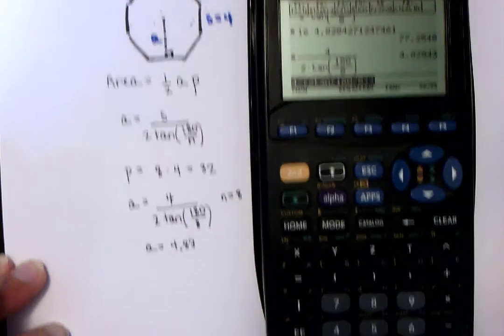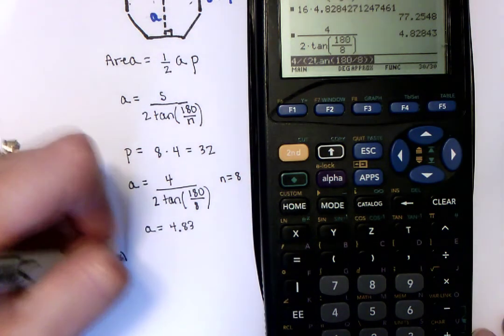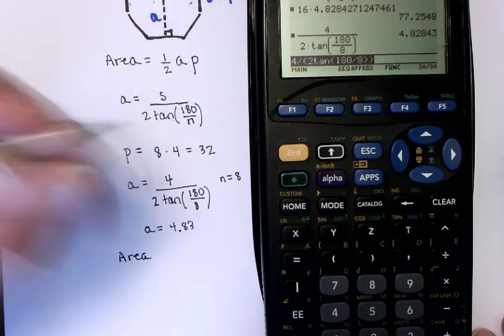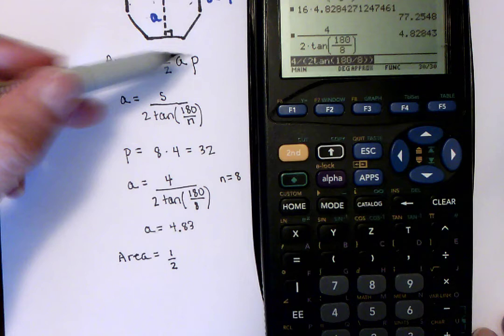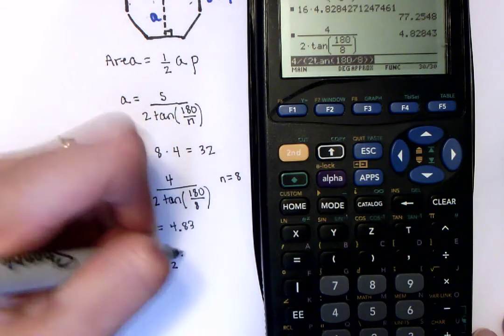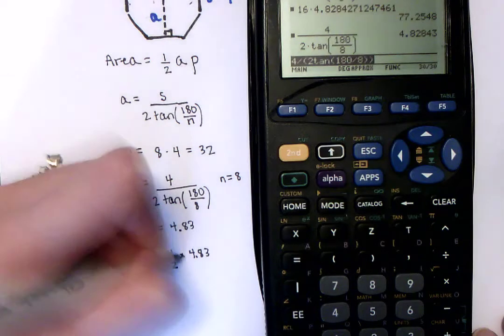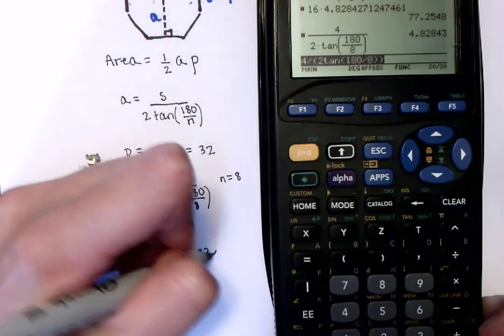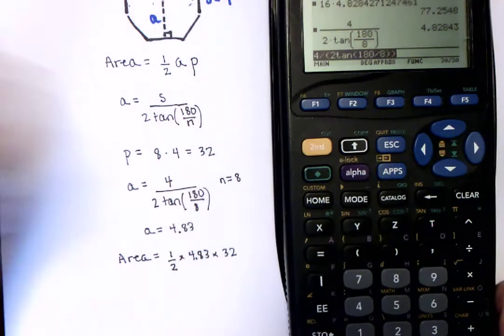From there, I just have to fill in the rest. So for my final step, the area of this octagon equals 1/2 AP. My apothem is 4.83, and I can put a multiplication sign there, multiplied by my perimeter. My perimeter is 32.